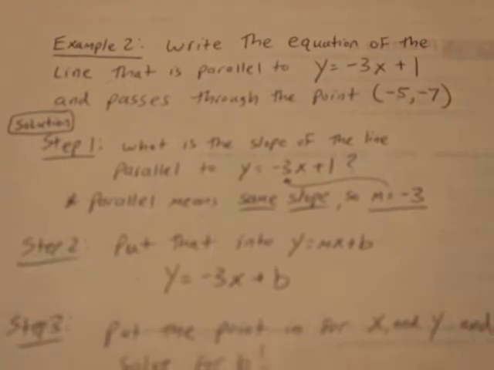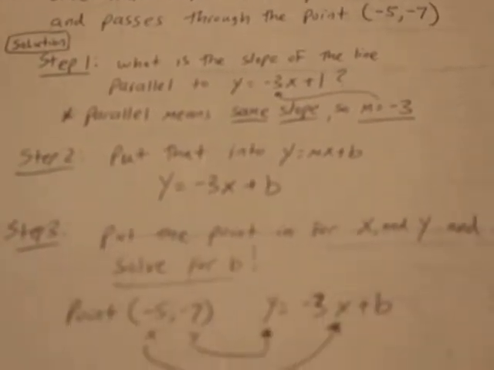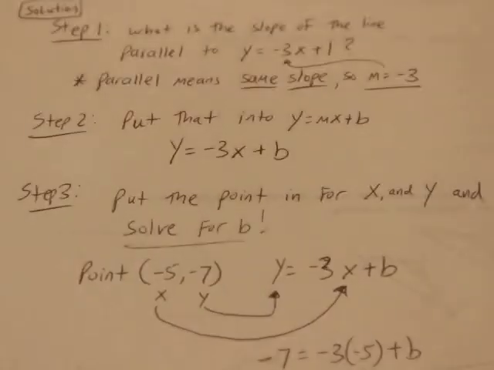So that slope up there, y equals -3x plus 1. The m is -3. Same slope. Boom. So this line is going to be parallel because it has the same slope. Now I just have to get it to pass through the point -5, 7. So I'm going to substitute in -5, 7.